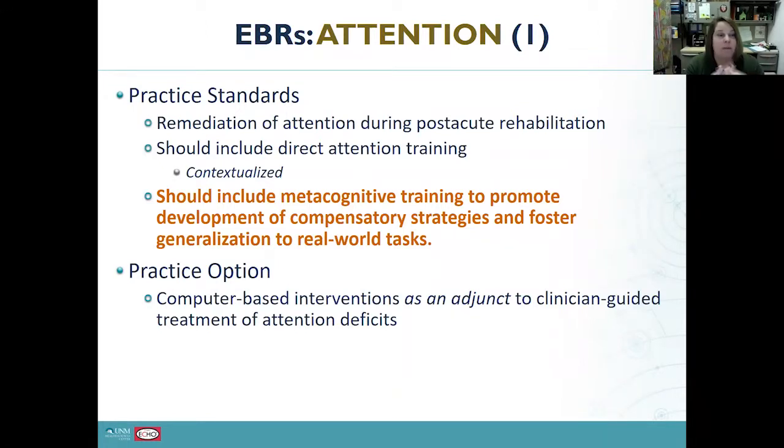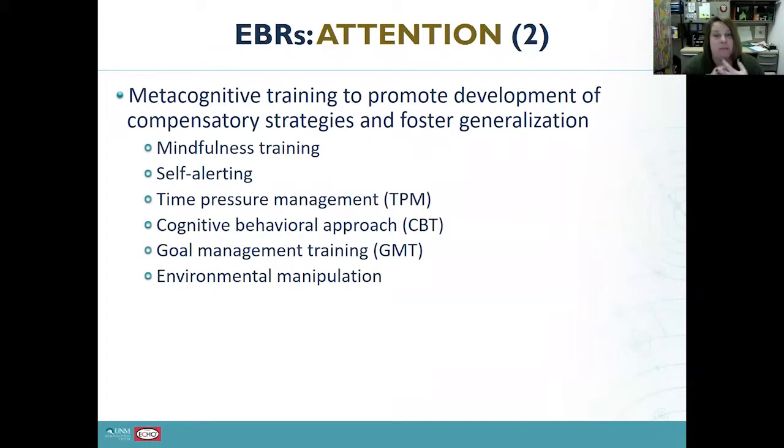And so metacognitive training for compensatory strategies, and foster generalization to real-world tasks. And the examples that I give you specifically, which again are from those recommendations, are mindfulness training on the next slide, self-alerting, time pressure management, goal management training. These are the main ones that can include a huge communication component. And we do, as speech pathologists, a lot of time pressure management and conversation. And so this is something that we already do.